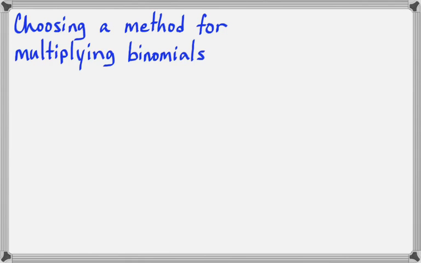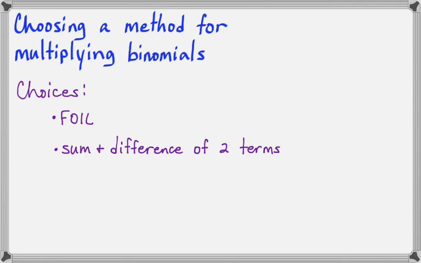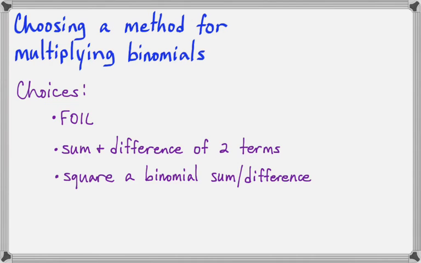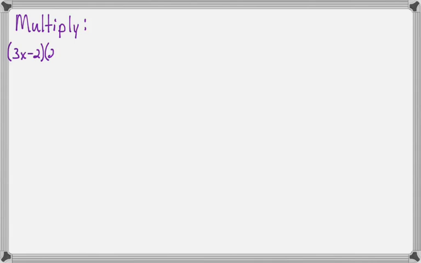In this lesson, we're going to talk about how to choose a method for multiplying a binomial times a binomial. In the last lesson, we talked about how to use the FOIL method for multiplying two binomials together, and we also looked at a shortcut for multiplying a sum and a difference of two terms, and a shortcut for multiplying a binomial times itself, or how to square a binomial. So we know all these methods, but we want to learn how to choose the correct method for a given problem. And it's just a matter of learning to recognize the problems. So we'll look at several examples together.